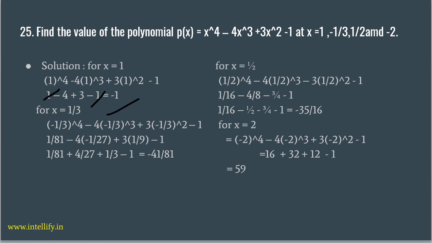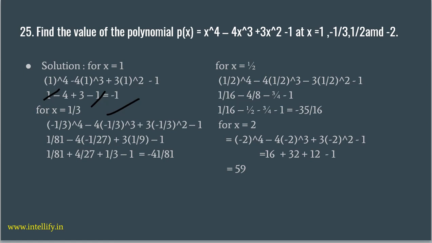Now for x is equal to minus 1 by 3, similarly putting the value, minus 1 by 3 to the power 4 minus 4 into minus 1 by 3 cube plus 3 into minus 1 by 3 square minus 1. Solving for this we'll get minus 41 by 81.